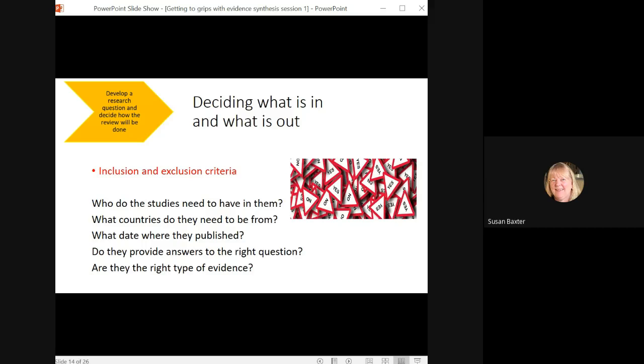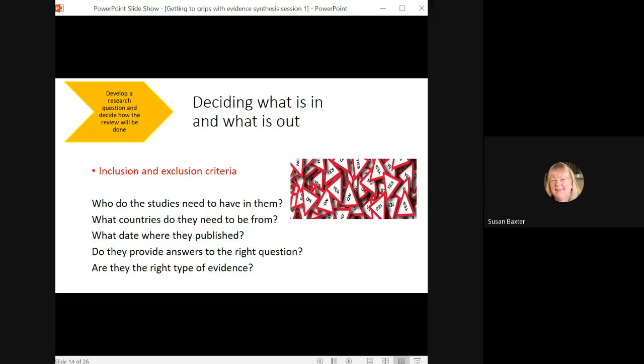Is the research providing the answer to the right question? As Fiona said, we spend a lot of time trying to get the question right. And sometimes the studies aren't quite answering the right question. They might actually be answering a different question. So again, we need to think about where we are going to pitch it. Which studies do we actually need? And then, are they the right type of evidence?